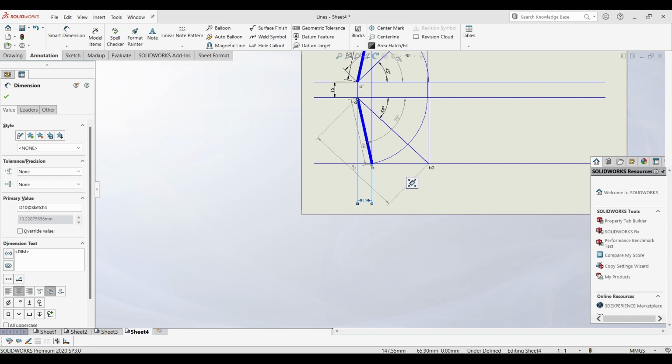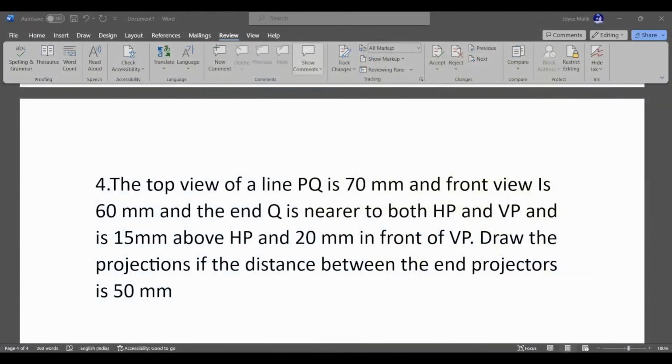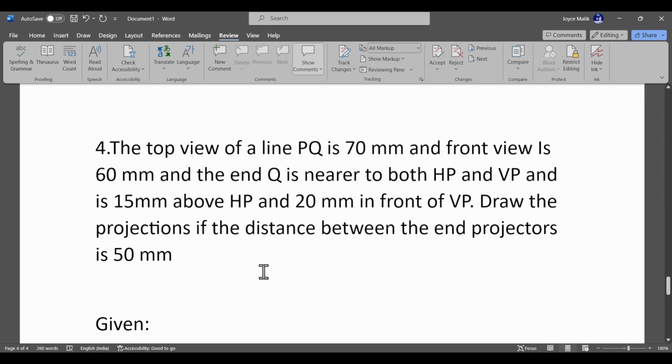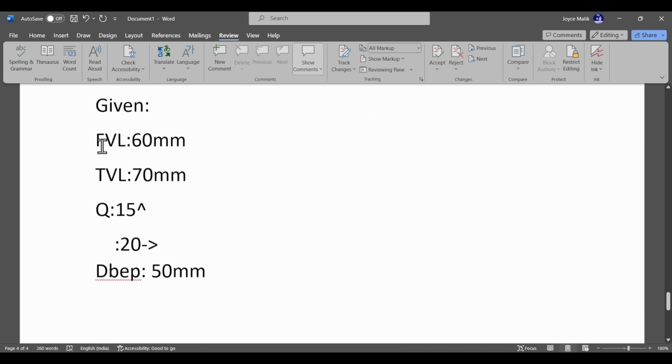Let's move ahead with the next question. The top view of line PQ is 70 mm and front view is 60 mm, and Q is nearer to both HP and VP and is 15 mm above HP and 20 mm in front of VP. Draw the projections if the distance between the end projectors is 50 mm. So given the front view length is 60 mm, top view length 70 mm, point Q is 15 mm above HP, 20 mm in front of VP, and the distance between end projections is 50 mm. So let's go to SolidWorks and start solving.